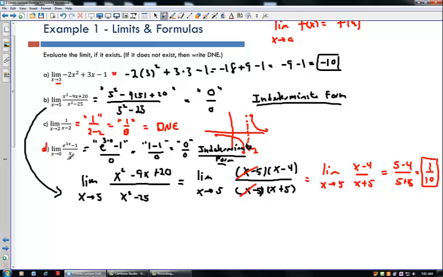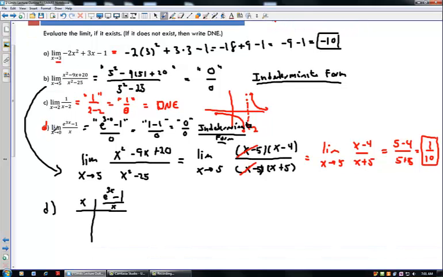So there are several things that you can do here. For us, what we're going to do is we're just going to make a table. So we're going to have our x's over here, and we'll have our outputs, e to the 3x minus 1, all divided by x. And we're just going to simply plug in numbers close to where x is approaching, so close to 0. So you can plug in a number like, let's say 0.001, and let's see what happens.